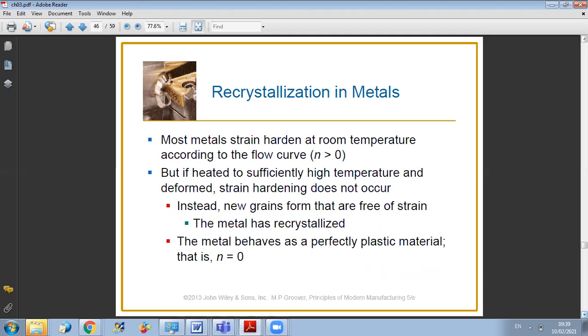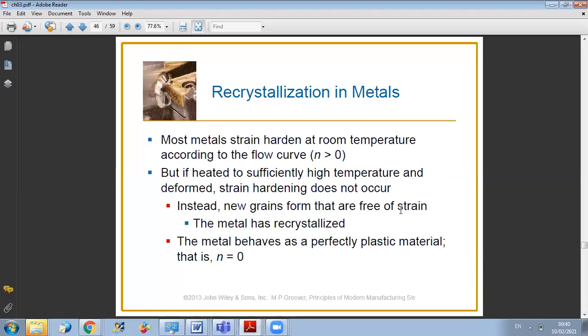However, if we heat to a sufficiently high temperature, the behavior will become perfectly plastic. This means that n will become equal to 0. So once we reach yield, we don't need to increase any more the stress to strain the material. This process is possible by reaching the recrystallization temperature. Now, what do we mean by this? If we heat to a sufficiently high temperature, strain hardening will not occur. Why? Because new grains will form that are free of strain, so they can strain easily without need to increase the stress. This is called the recrystallization process.